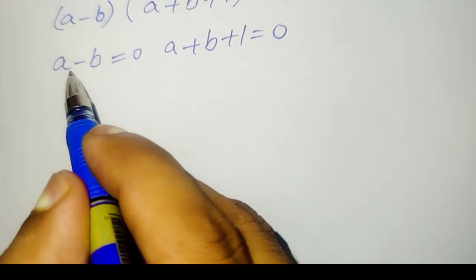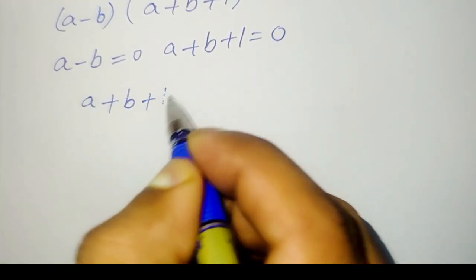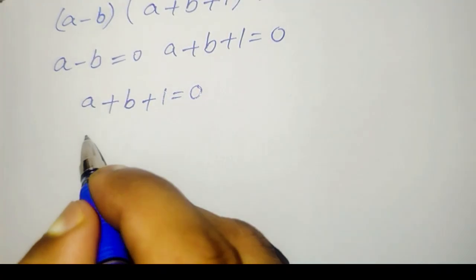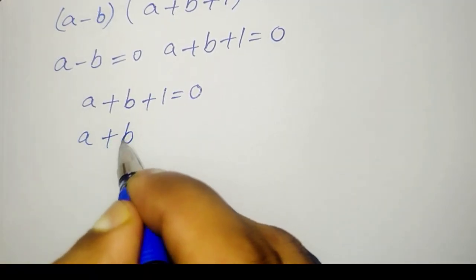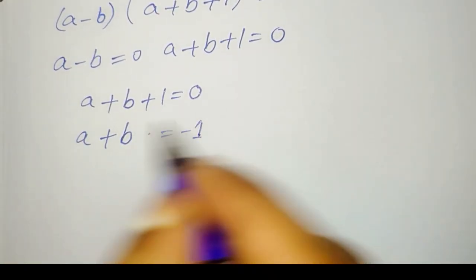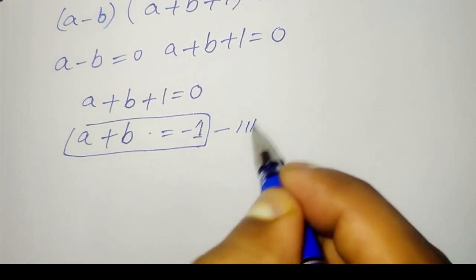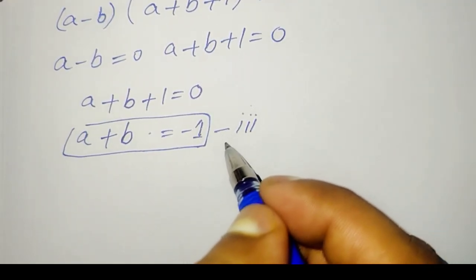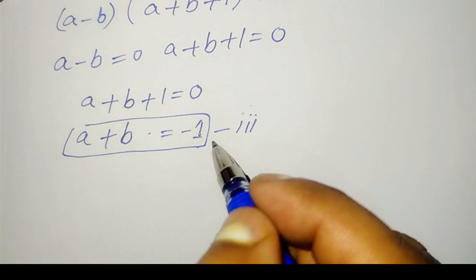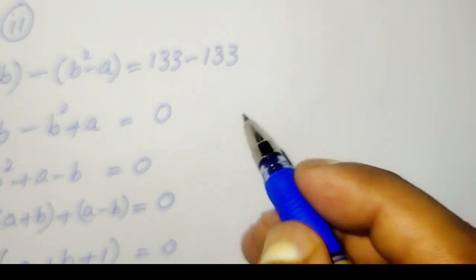This case cannot be taken as a minus b equals 0 means a equals b, and our condition is that we cannot take that. So we are left with a plus b plus 1 equals 0. Then a plus b equals minus 1. We take plus 1 to the other side, and this is equation number 3. So we got 3 equations.